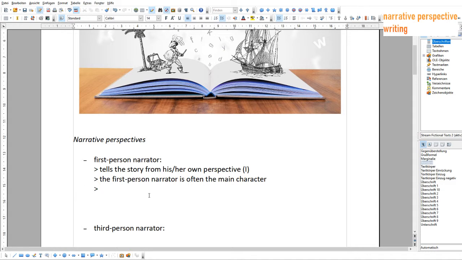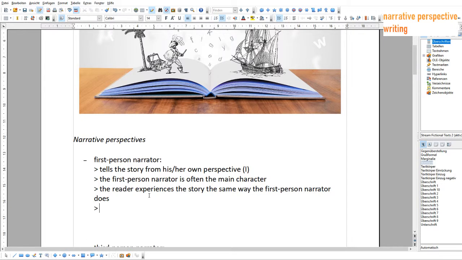What else can you say about the first-person narrator? Well, when a reader reads a story from the first-person perspective, you experience, as a reader, the same things that the first-person narrator, and often the main character, experiences. So you know exactly what the narrator is thinking, and you get really close to this character from the point of view it is told.